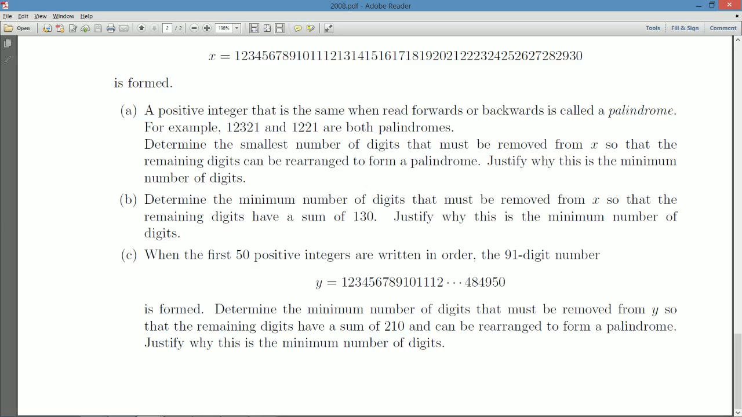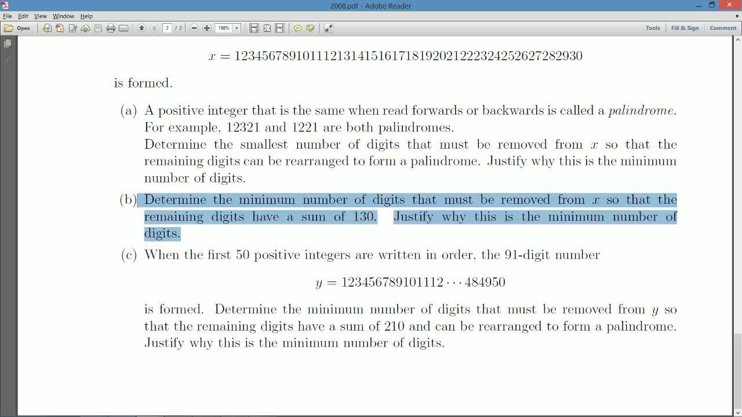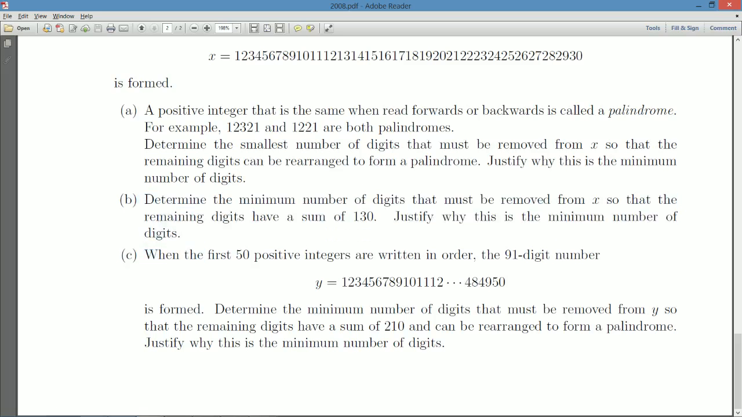Okay, so it's a combination of A and B. We've learned from A that we need to sort of have pairs of digits. So we need to have an even number of 1s, an even number of 9s. And you can have at most one type of digit that has an odd number. So maybe an odd number of 3s in our palindrome. And from B part, we learned a little bit about removing digits just to get a specific sum. Okay, and we know how to justify why there's a minimum number of digits for that sort of thing.